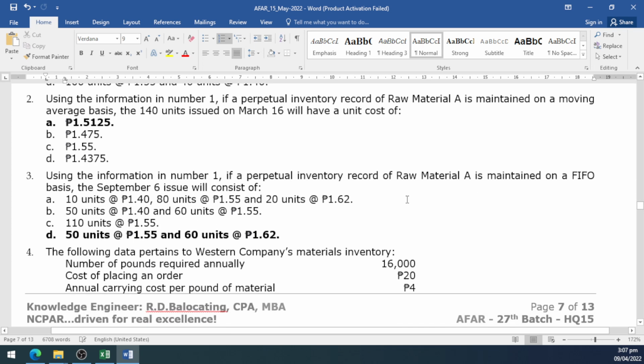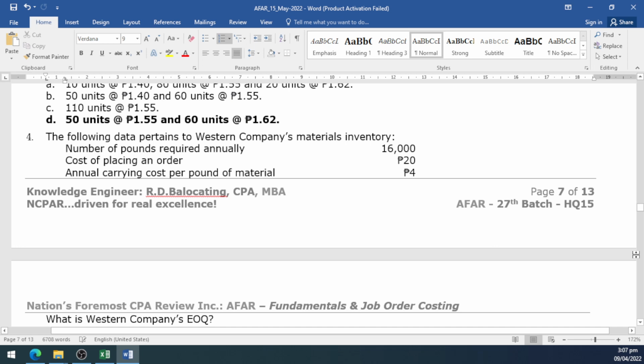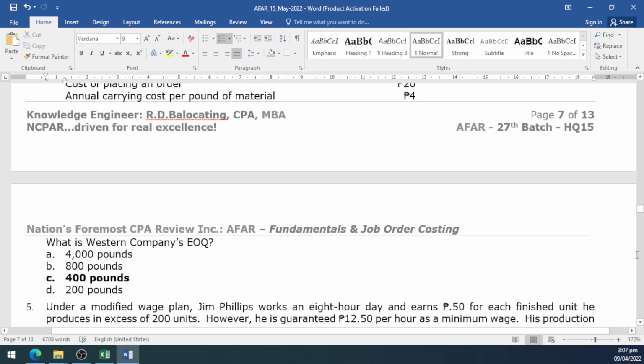Ayan. So, I think it would be better if you access this from the staff of the NCPAR para may file kayo.